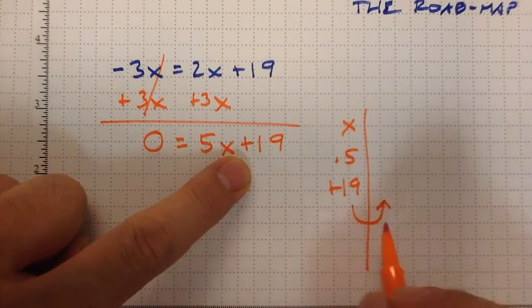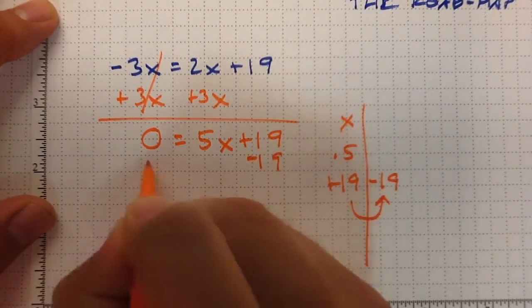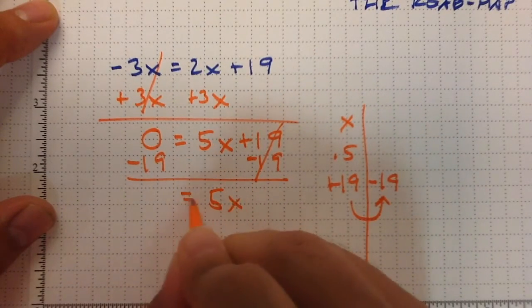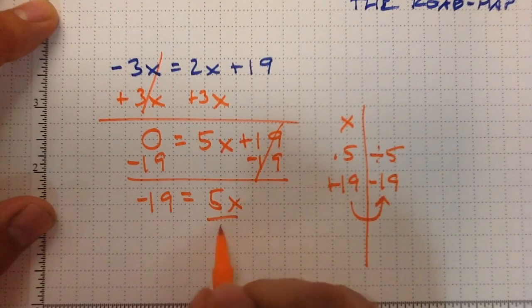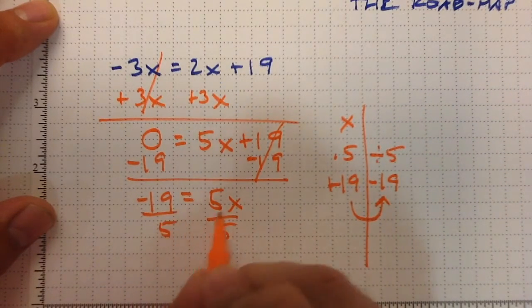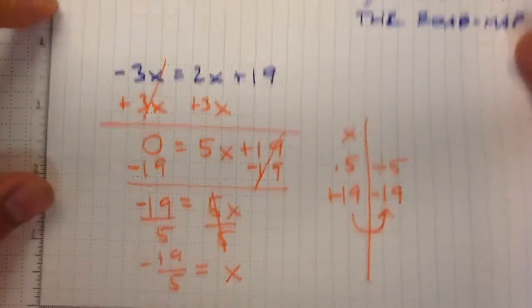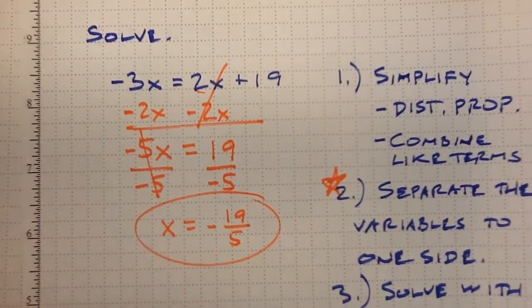So I'm going to pull my U-turn and do the reverse moves in the reverse order, which is to subtract 19 from both sides. And then divide by 5. And I get x equals negative 19/5, just like before. But if you take a look at the work, notice how this one is a little bit longer. I had to do one step more here than I did here.